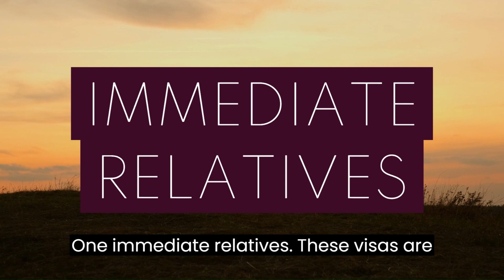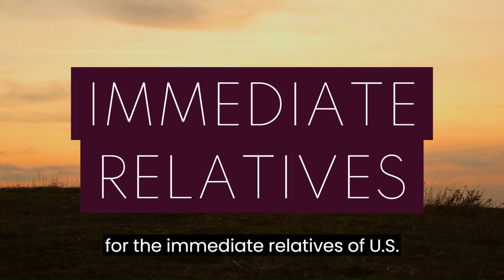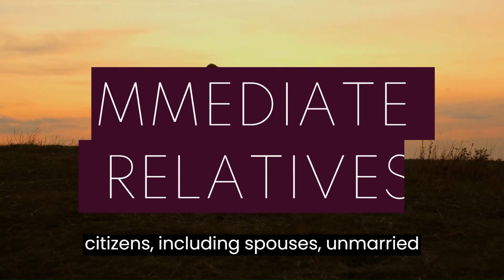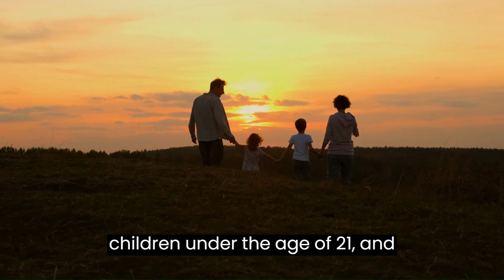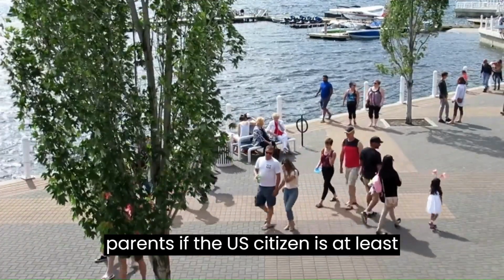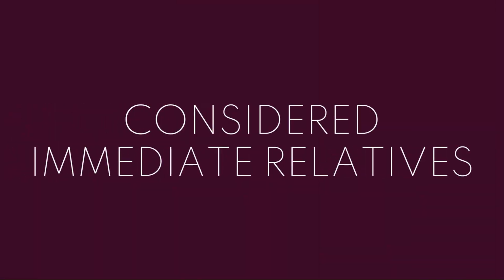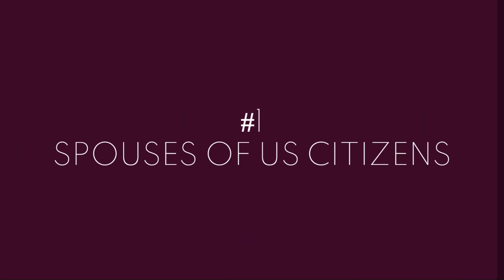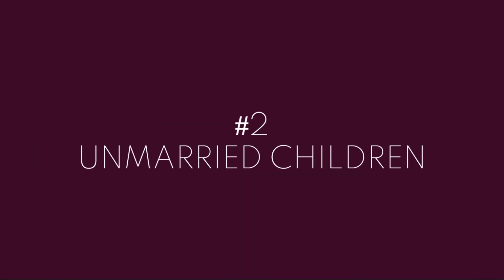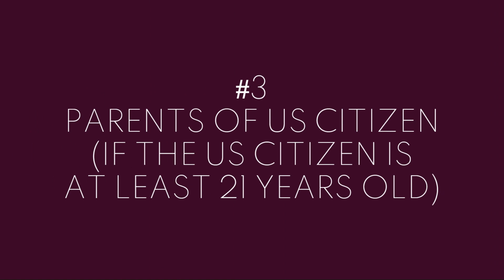1. Immediate relatives. These visas are for the immediate relatives of U.S. citizens, including spouses, unmarried children under the age of 21, and parents, if the U.S. citizen is at least 21 years old. The following family members are considered immediate relatives of U.S. citizens: 1. Spouses of U.S. citizens. 2. Unmarried children under the age of 21 of U.S. citizens. 3. Parents of U.S. citizens, if the U.S. citizen is at least 21 years old.